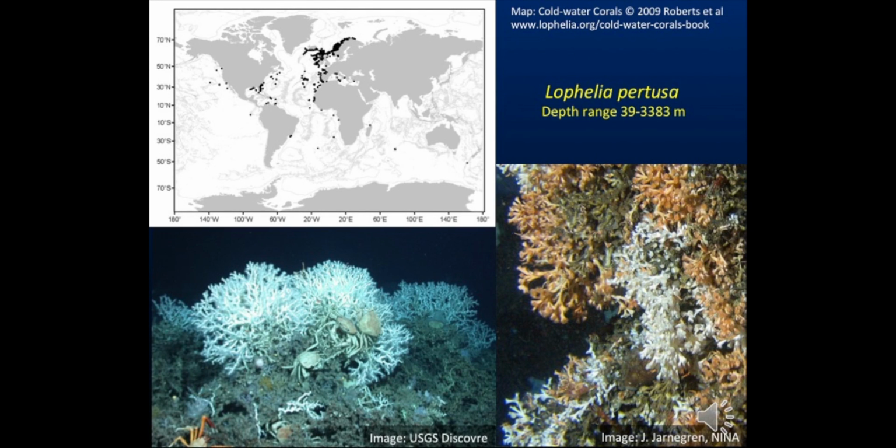Lophelia pertusa is arguably the most widespread and abundant of the reef-building species. It occurs most commonly in the North Atlantic, including the Mediterranean, Gulf of Mexico, and Caribbean, but also occurs in the South Atlantic, Pacific, and Indian Oceans. The shallowest record of Lophelia pertusa was at 39 meters in the Trondheim Fjord, and the deepest was 3,383 meters on the New England seamounts. The largest known Lophelia reef is the Røst Reef off Norway, which is approximately 40 kilometers in length. This species is the most well-studied of all deep-water corals.